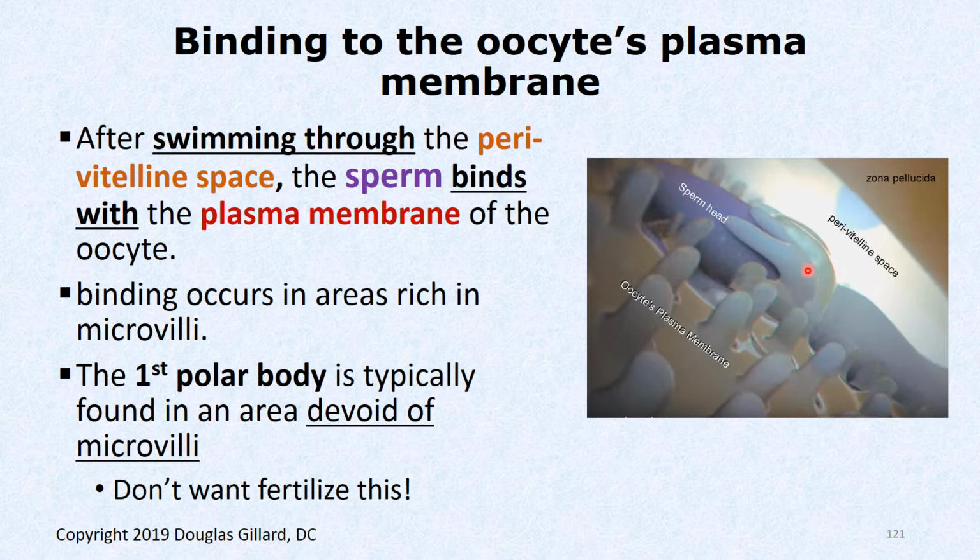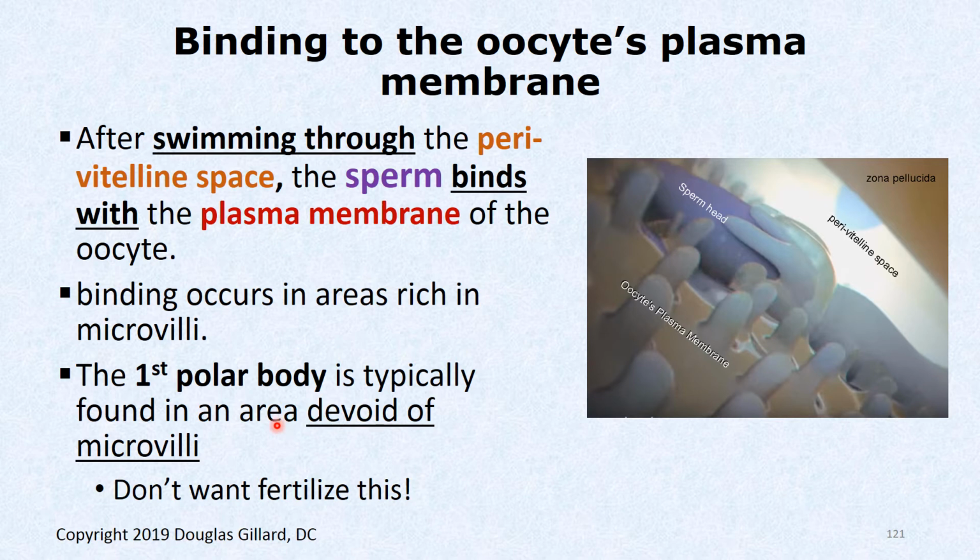And you can see kind of an endocytosis process. The sperm, part of the sperm anyway, is swallowed and goes to the inside of the oocyte. But we'll show you something weird about that. So make sure I got everything: after swimming through the space, sperm binds with some receptors on the plasma membrane. It's important to know that the binding occurs in an area that has a lot of these microvilli.